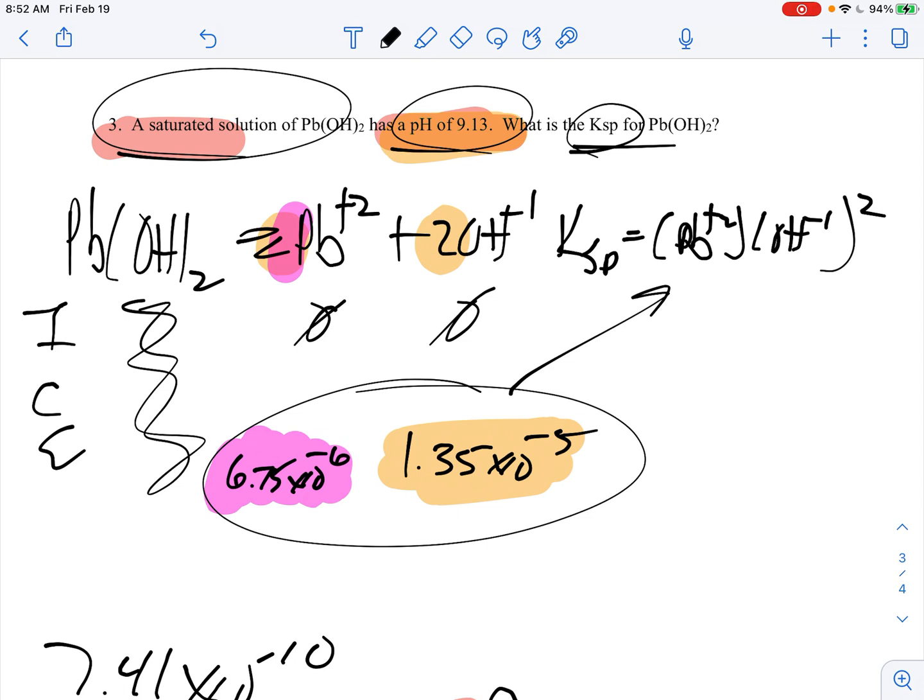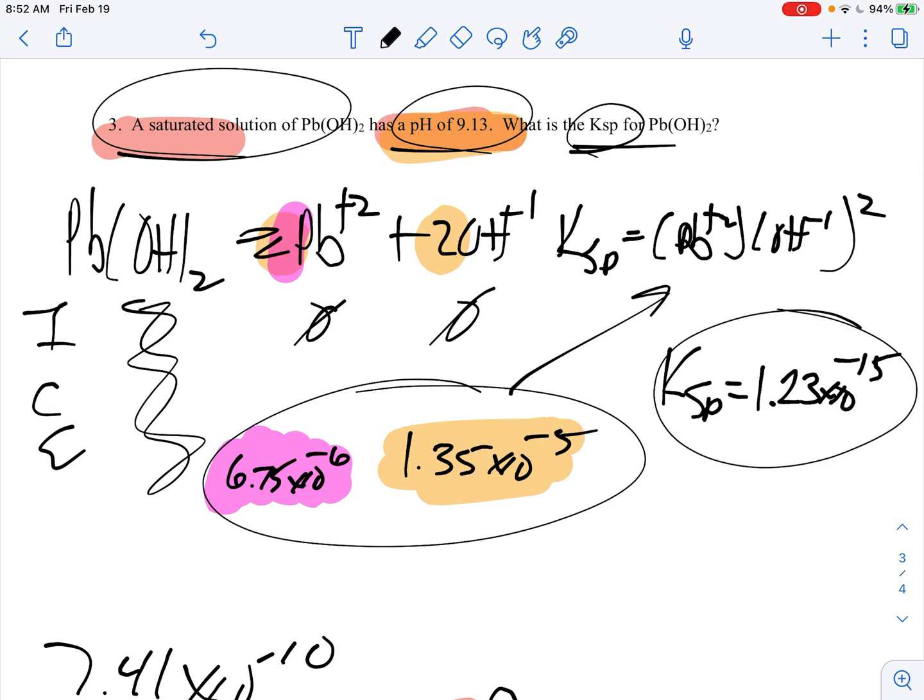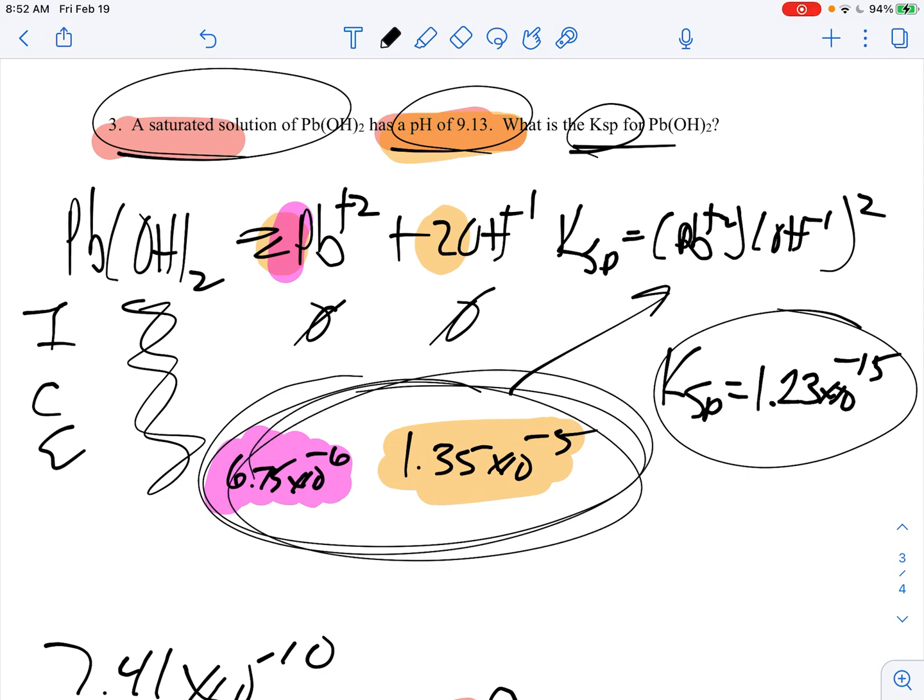So this is going to be 1.35 times 10 to the negative fifth, and I'm going to square it, and then I'm going to multiply that by 6.75 times 10 to the negative sixth, and I should then get a KSP value in the neighborhood of about 1.23 times 10 to the negative 15th. That is there. Because again, these numbers here get plugged in. That one gets plugged in there. The orange one gets plugged in there and has to be squared. And then we're in good shape.